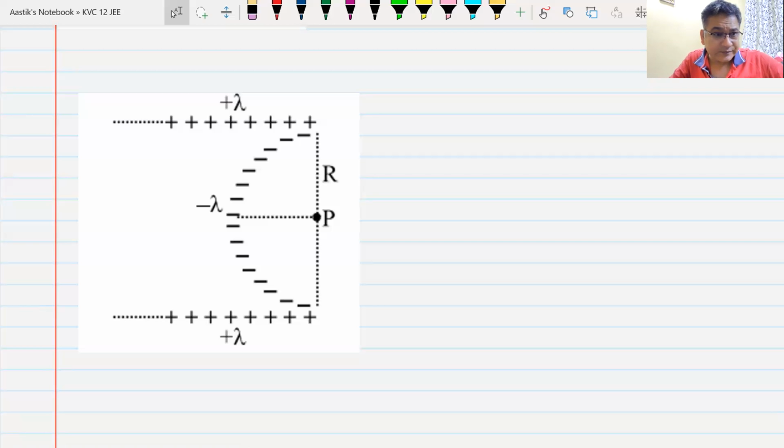My dear friends, how did I get 0? Anyone? The answer is 0. Can anyone tell me how it is 0? Or am I wrong? I'm hardly wrong, but I can be wrong. There could be a mistake in calculation. E due to positive charge is lambda by 2 pi epsilon naught r. Sin. The answer is not coming 0, na?